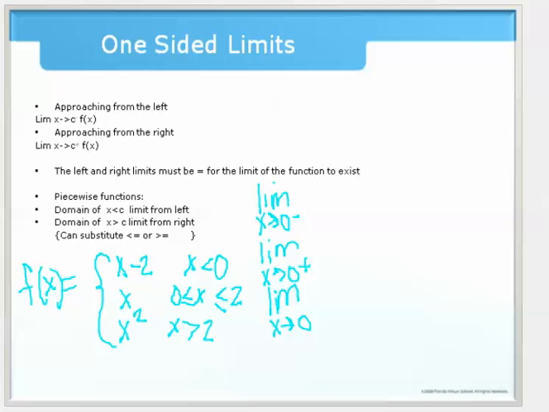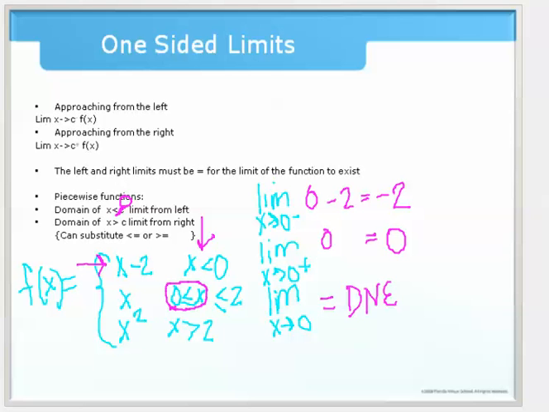Okay, so let's look at the limit as x approaches 0 from the left, meaning that if the c is 0, we're looking for the domain, and here's your domain column, when x is less than or equal to 0, which looks like this first equation. So I'm going to plug in, and I get negative 2. Now from the right, I want to know when x is greater than or equal to 0, which is right here. When I plug in 0, I get 0. So I have a left-sided limit and I have a right-sided limit, but the overall limit does not exist because negative 2 does not equal 0.